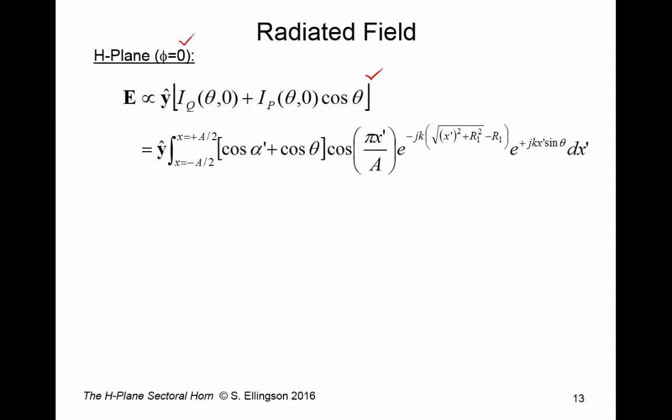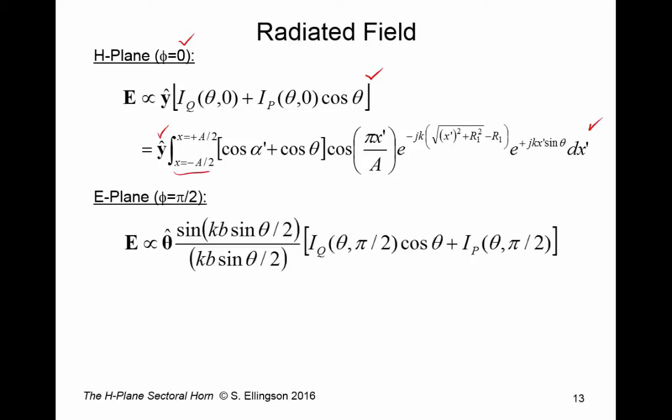I can write out these components that remain, the y hat, the integral over x, and then the rest of the factors here. In the E-plane, phi equals pi over 2 in this geometry. That's theta hat polarized. So I get the sinc function and then these two factors. And again, you can verify this for yourself. Simply set phi equal pi over 2 in the previous expressions, and verify that you get this back.